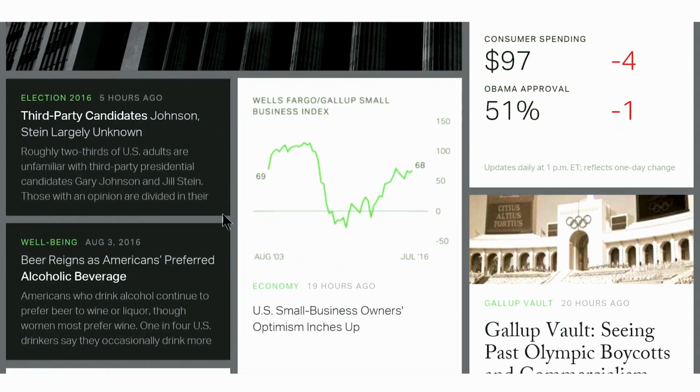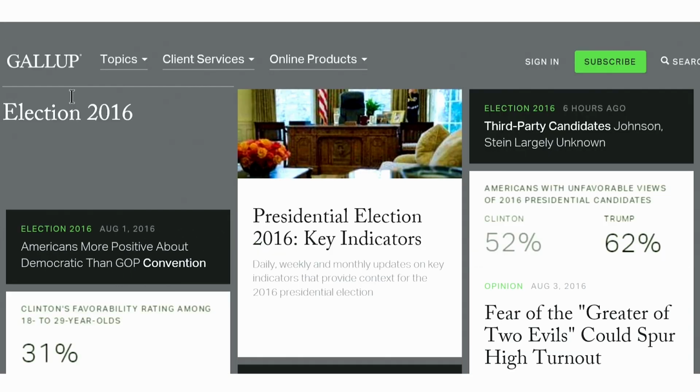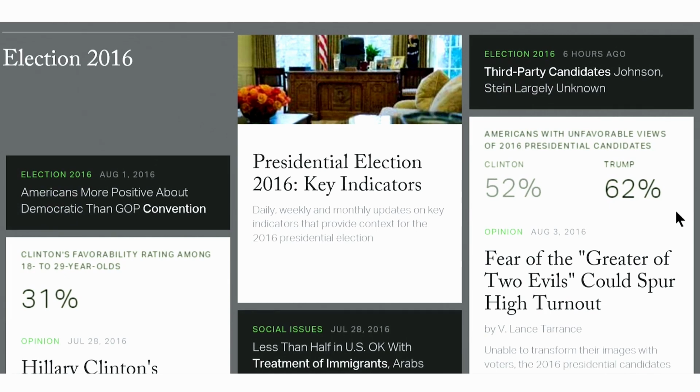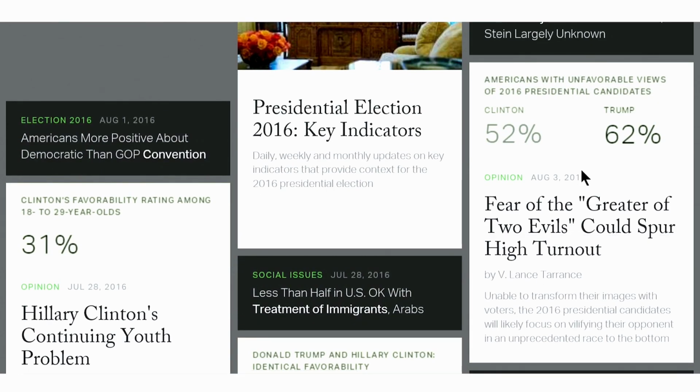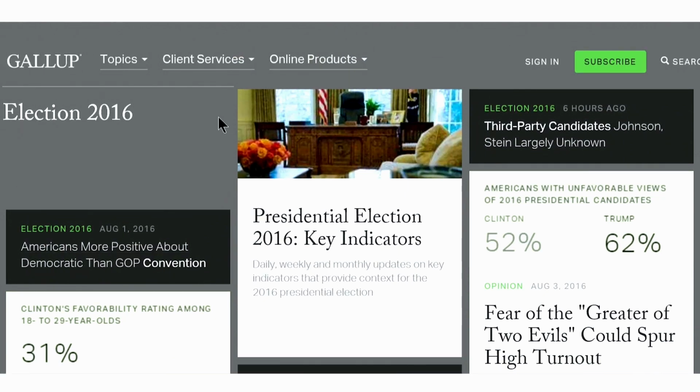So if you scroll down right now, there's a lot of polling information about election 2016, about the presidential election, and you will see here some public opinion measures in terms of thinking about, for example, favorable versus unfavorable views of the presidential candidates, fear of the greater of two evils in terms of the candidates, favorability among particular age groups. Remember, we've talked about the fact that public opinion polls should have an accurate representation of members of the population by age, by race and ethnicity, and by gender. And what you can see here is information about these things. So I encourage you to take a look around the website, look at some of the topics that are covered in terms of public opinion polls.